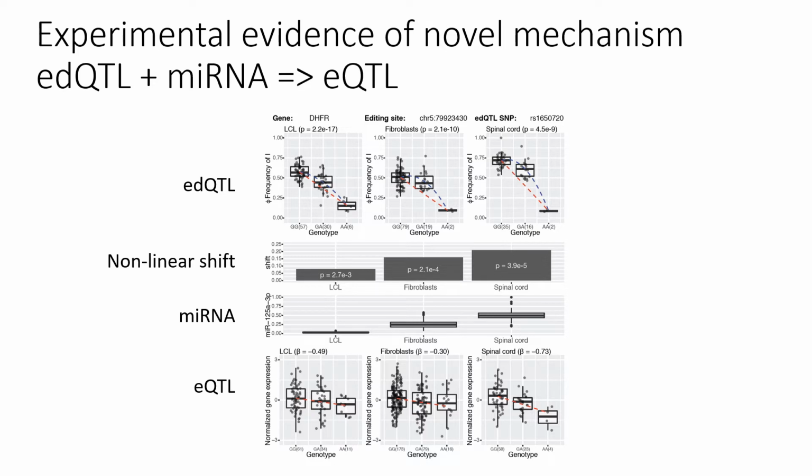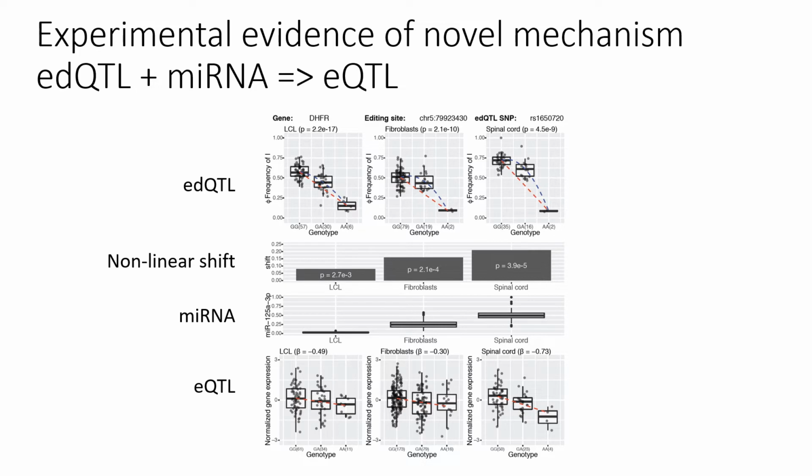The EDQTL plots for these are shown at the top 3 plots. In the EDQTL plots, we notice that there was a nonlinearity to the data. The red dashed lines represent a straight line in the data, while the blue dashed lines represent a quadratic fit of the data. We quantified this nonlinear shift and found that it correlated with the microRNA levels of miR125A.